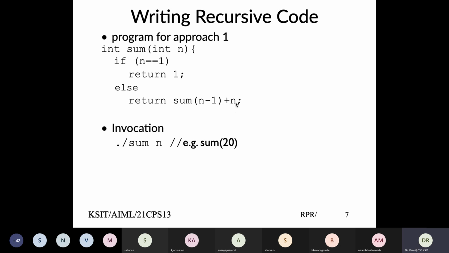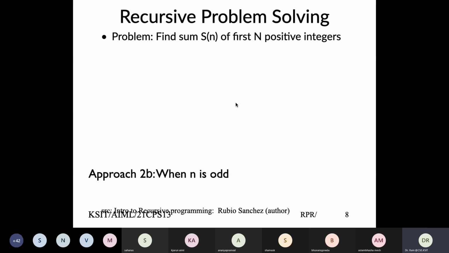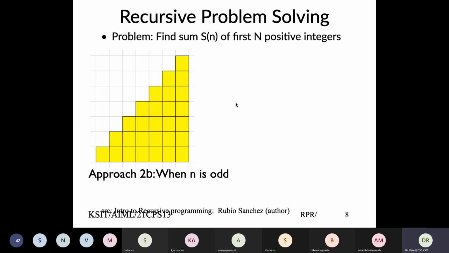Let's look at another approach that you can use to run the program. Now consider the same case. I have a sum of n. Now n could be odd or n could be even. In this case, I take n as odd, let's say 7. And the number of squares in this figure represents Sn.